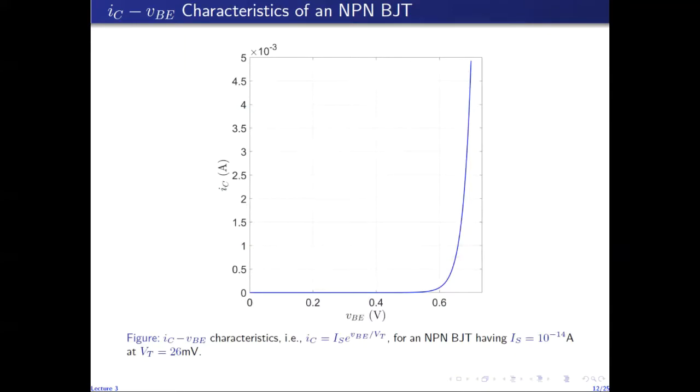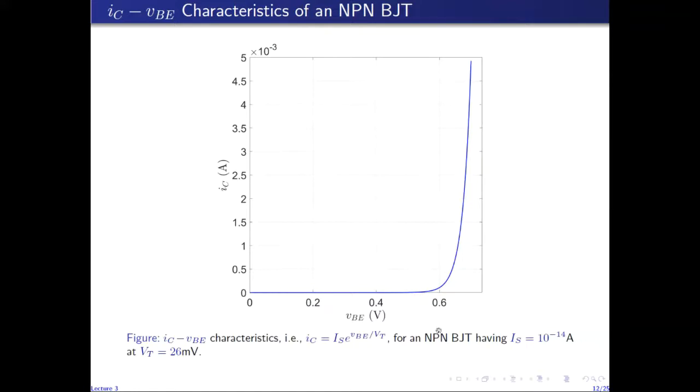This figure shows the plot of the collector current versus the base emitter voltage, which is related to the base emitter voltage again through this relation, which is shown here for ease of reference. As can be seen, IC depends exponentially on VBE. So as soon as VBE becomes sufficiently large, IC grows exponentially. Hence, these IC versus VBE characteristics are extremely nonlinear because of the exponential dependence of IC on VBE.